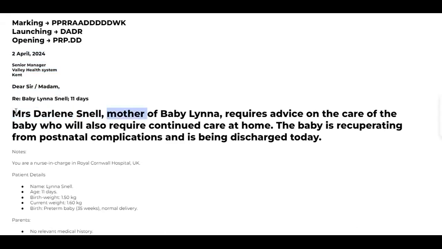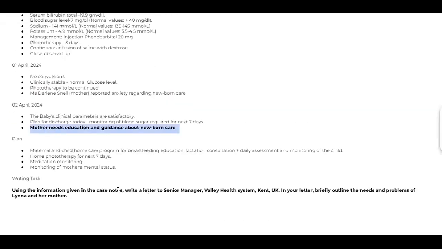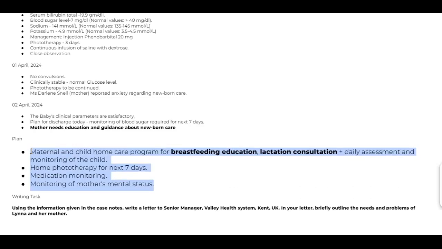Mrs. Darlene Snell, mother of baby Lina Snell, requires advice on the care of the baby who will also require continued care at home. You can write in a different way also. In the place of Darlene Snell, you can start with baby Lina. But then how will you include the mother also? Because in the discharge plan, the mother's condition is also very important here. Maternal and child home care program for breastfeeding education. See, the first thing itself is breastfeeding education, lactation consultation, all for the mother. Since it is part of the plan, I'm giving more importance to the mother here.